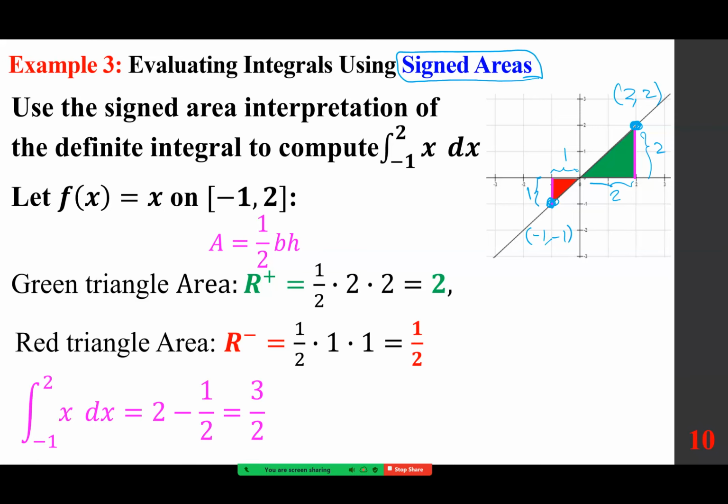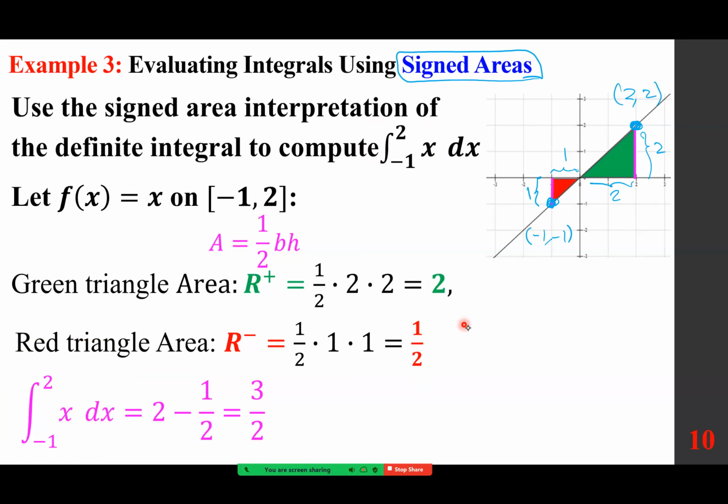Now, if they said, find the area, in other words, when they say evaluate this, you have to go this route. If they say find the area, purely area, then you have to put this in an absolute value and then you can add them up, okay?